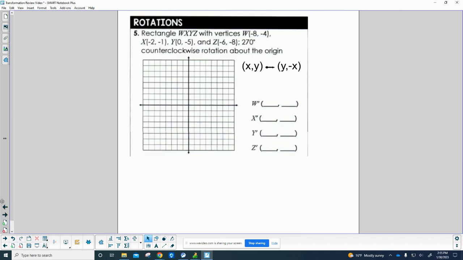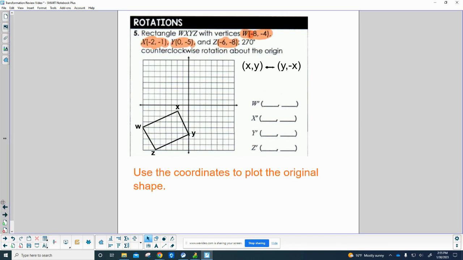On this next one, we're going to do a rotation. So we have a rectangle. We plot the original rectangle. And we're going to use a counterclockwise rotation about the origin. And we're going 270 degrees. So that means that we'll use this formula: (x, y) becomes (y, negative x). And because it's rotating counterclockwise, it's going to rotate around this way and end up in quadrant number 2.